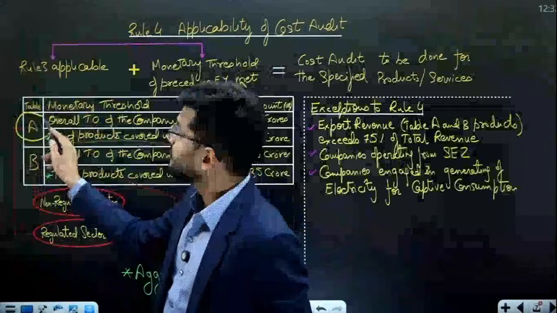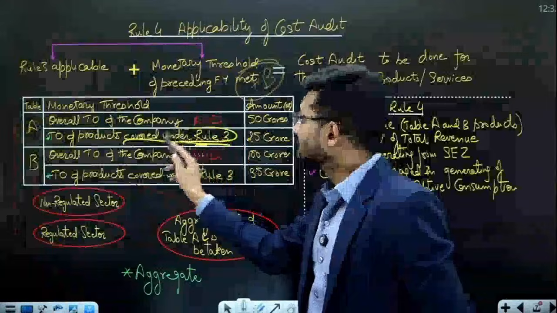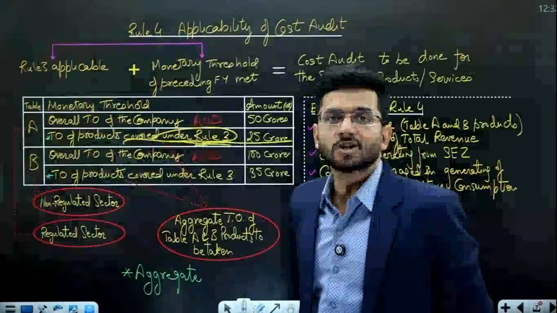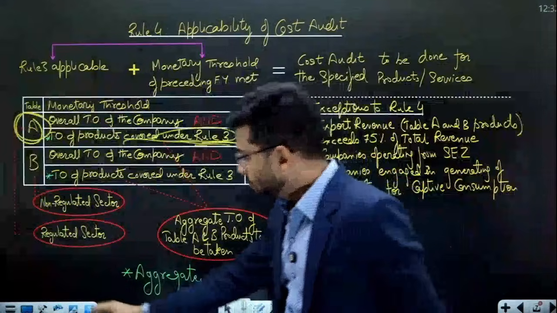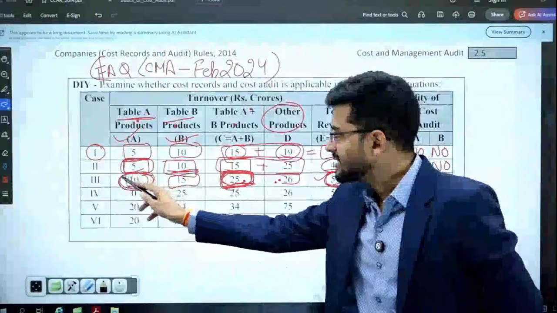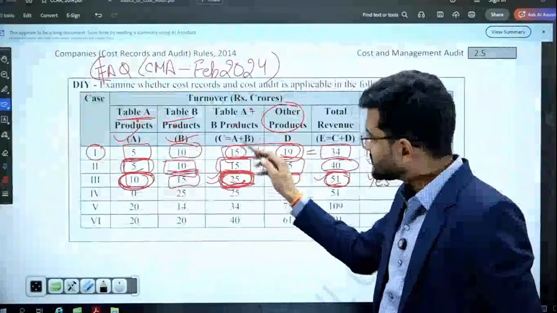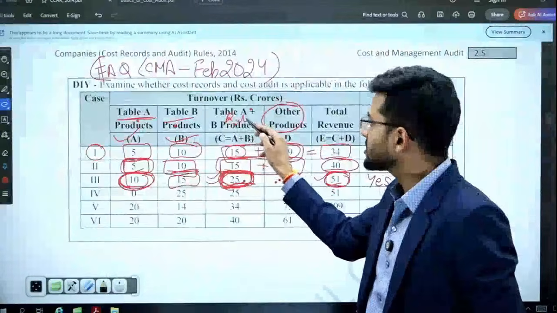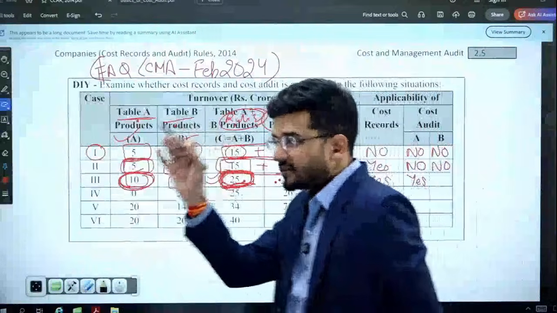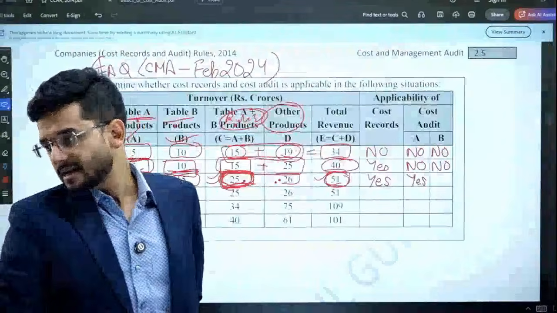Although we are analyzing cost audit for product A, table A product, this leg will cover A and B both turnover. Aggregate of turnover of A and B, that should be more than 25 crore. Mostly students make this mistake that they take this figure instead of this figure. This is the correct figure. Table A and B products which are covered under Rule 3. Very, very critical point from an exam standpoint. Very, very critical point from an applicability understanding standpoint.